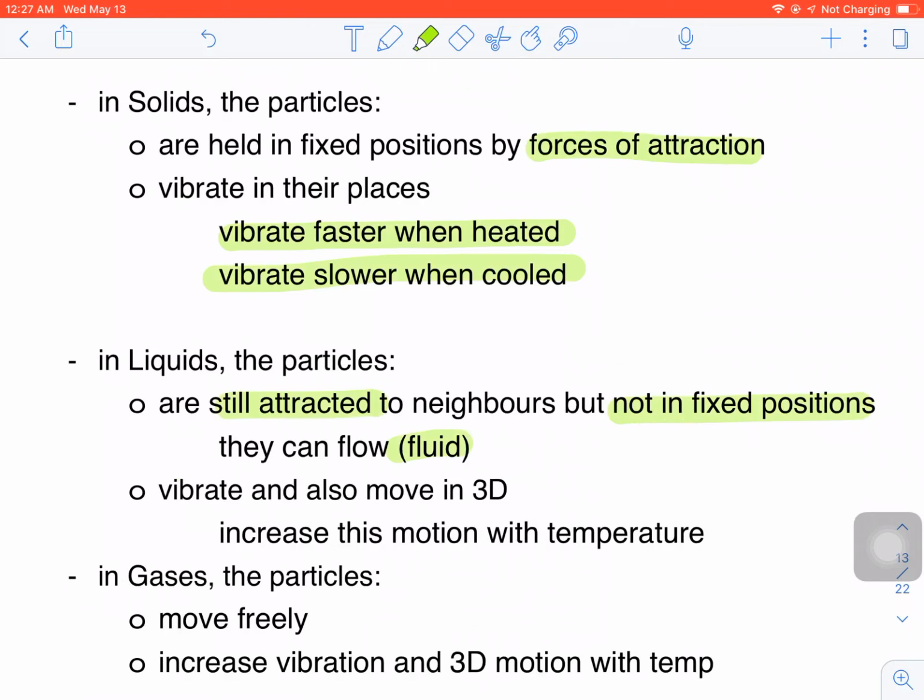Because of that, the particles can vibrate faster as I heat the liquid up, liquid glass. As I heat the liquid up, the particles will vibrate faster. The hotter the liquid gets, the faster the particles are vibrating, and the faster the particles are moving around in 3 dimensions. So they have 2 types of motion. They have a vibrational motion, and they also have a 3-dimensional motion as they are able to zip around from place to place.